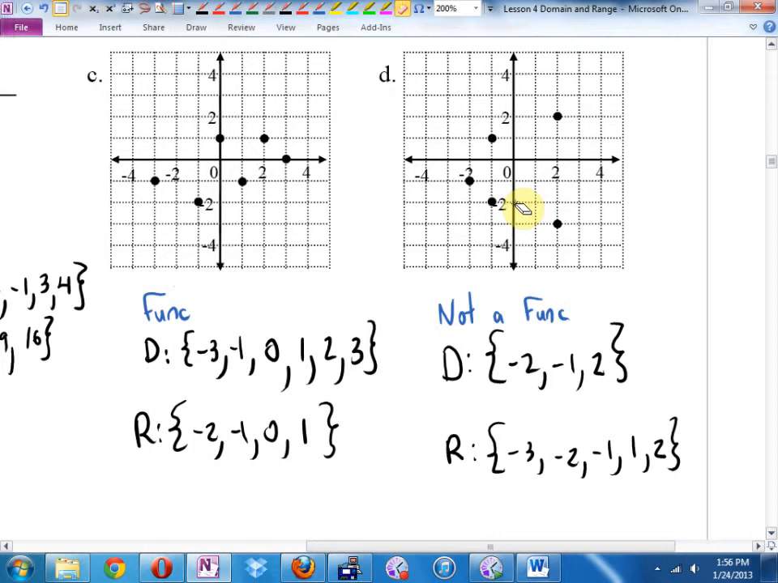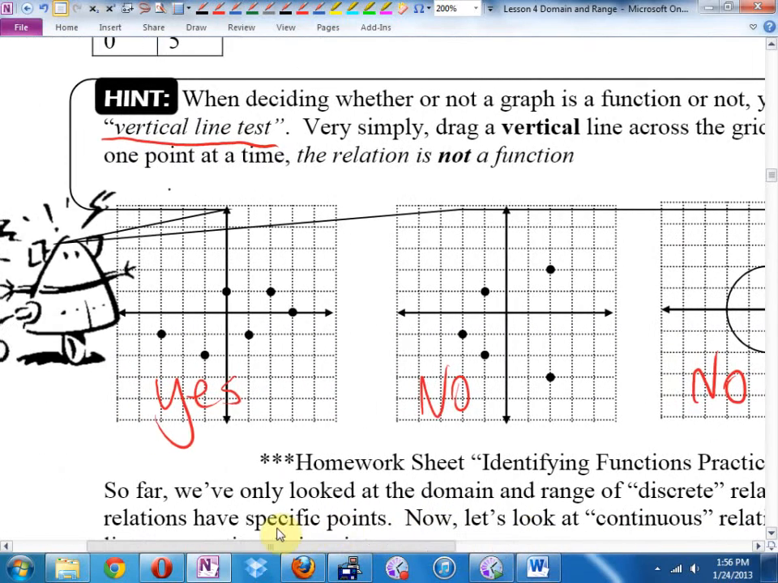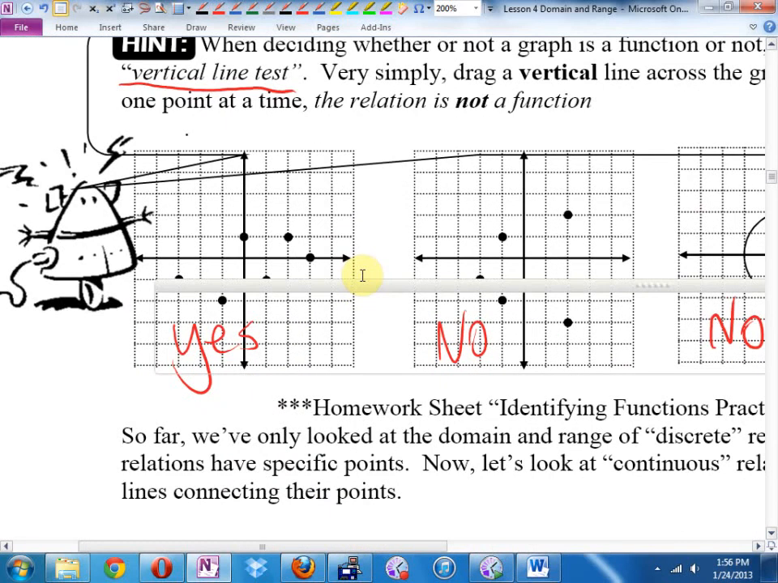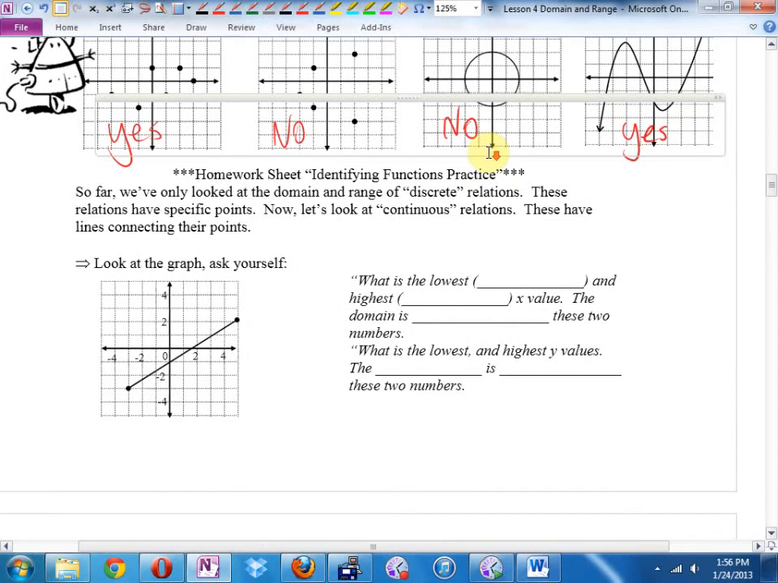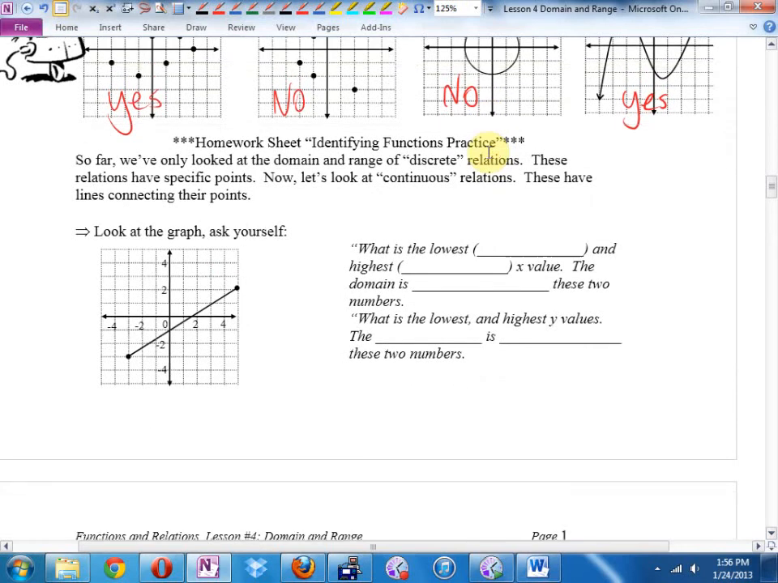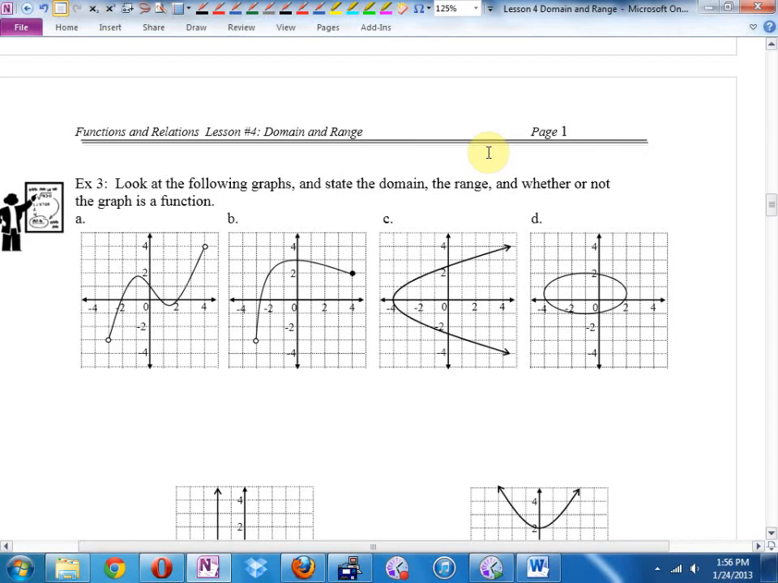What I'm going to do when it's continuous is I'm going to tell you the smallest the graph gets, the biggest the graph gets, and I'm going to say it's everything between those values. Say what? We looked at the vertical line test here. It says to find the domain and range, I'd like you to turn the page and look at example 3.